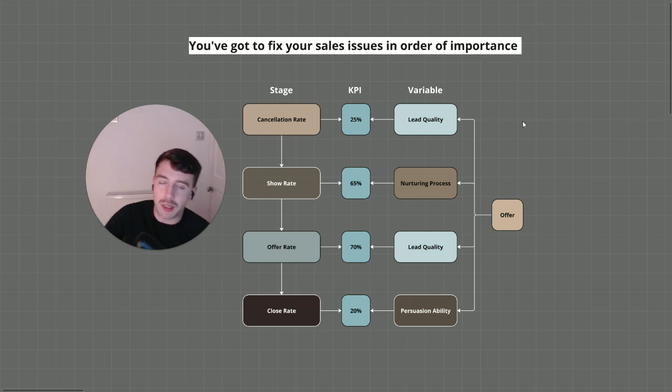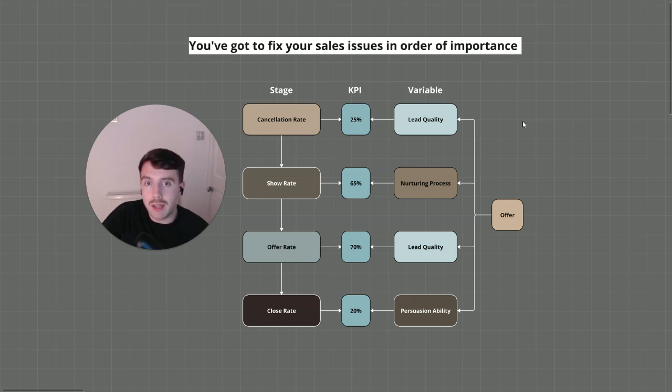So the KPIs should be, you've got about 25% or better cancellation rate, 65% or better show rate, 70% or better offer rate, aka that is how many people join the call and then you actually think, this is a good fit, I'm going to try and close them or offer them on this. And then close rate, pretty self-explanatory. Of those people that you do offer, what percentage of those people do you close?